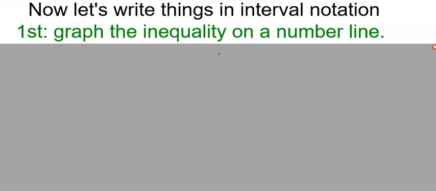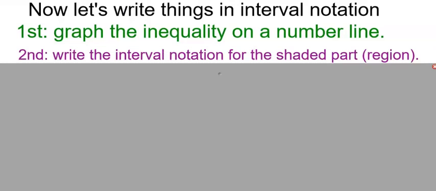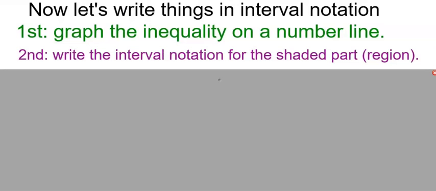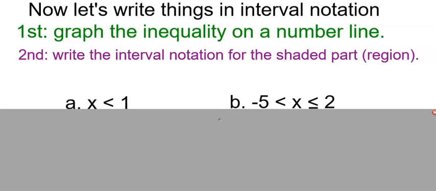All right, so now let's write things in interval notation. Let's put them in there. There are two steps we're going to deal with, real quick. First, we're going to write the inequality on a number line, just like we did on the last part. And the second thing is we're going to write the interval notation for the shaded part, or the shaded region. So we're going to write the interval notation just for that shaded part. If you need to stop this and write that down real quick, stop it and write it down, and then keep moving forward. So let's move on to our first two, A and B.